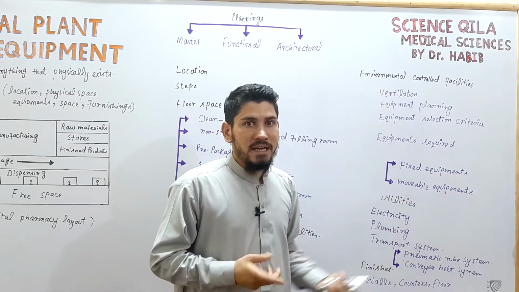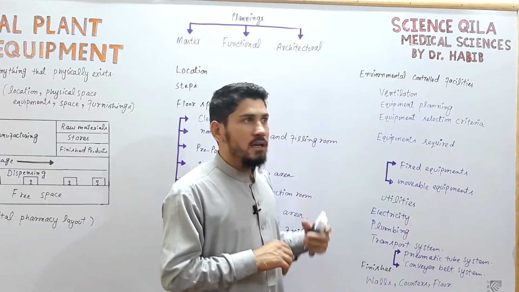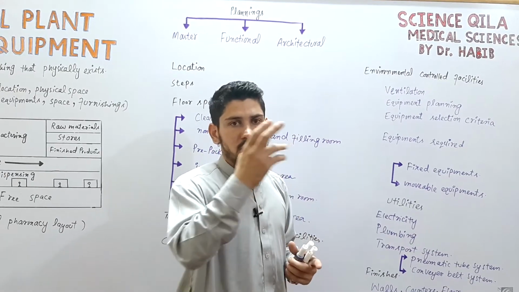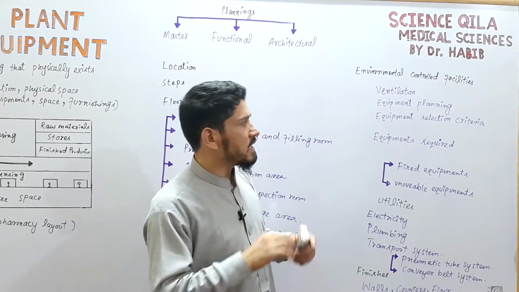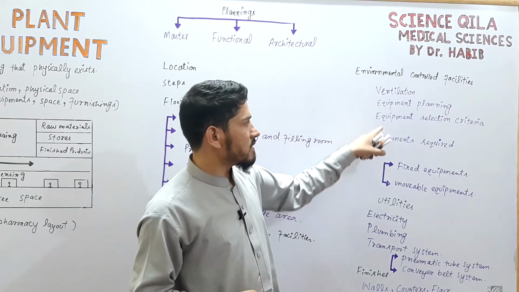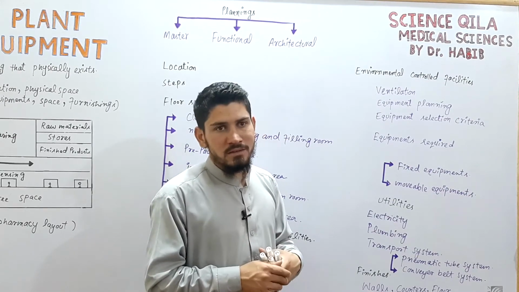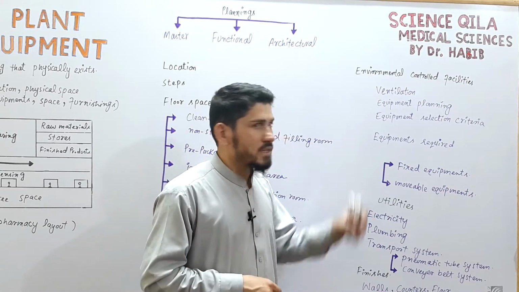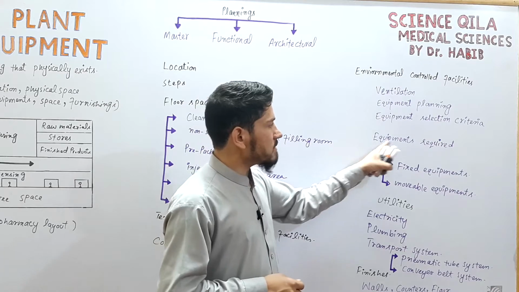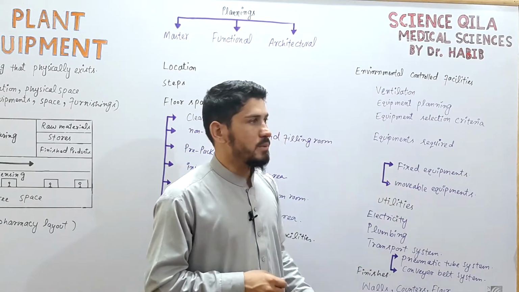And then the equipment planning, and I said in equipment planning, like the hospital pharmacist and the head of the hospital and architect and purchasing agent, so they plan for the equipments. And equipment selection criteria, how do we select the equipments? So what is the criteria to select the equipments? We'll talk about this. Equipments required, fixed equipments and movable equipments.